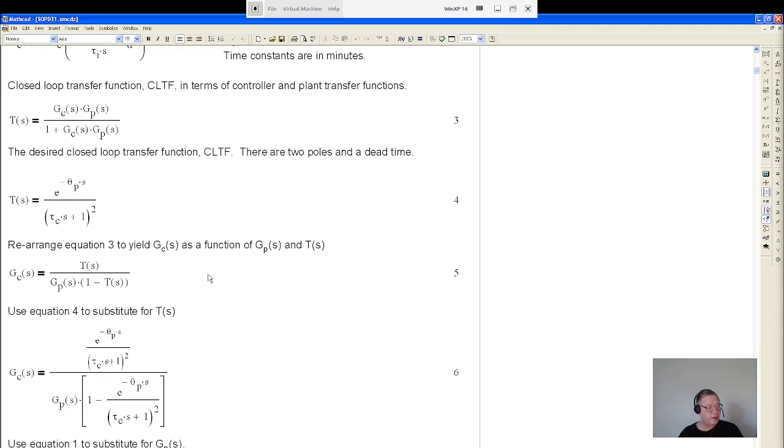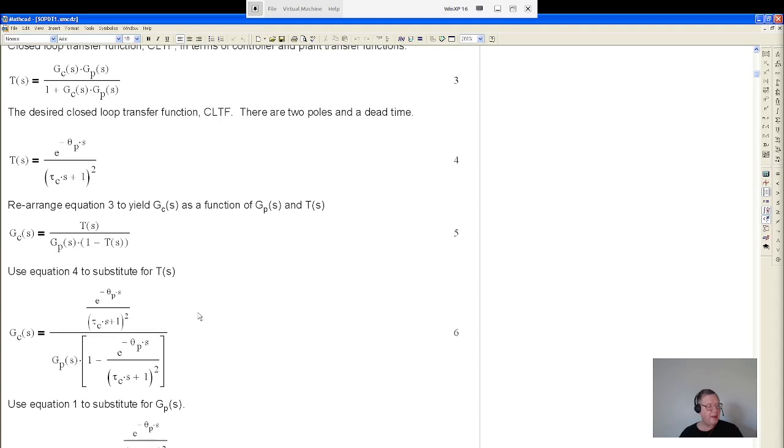So to continue on, what we need to do is solve for the controller transfer function. And we do that, and this is the result here. If I solve for G sub C, this is the result. And now I have the two desired transfer functions here. So what I need to do is substitute the desired transfer function in for this T of S in here and here.